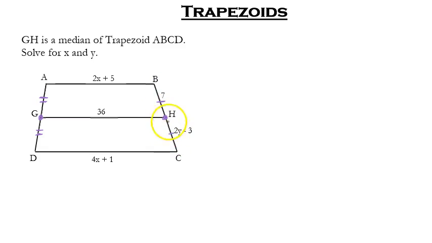H is a midpoint, so these segments are congruent. Segment BH and segment HC are congruent. Segment BH is congruent to segment HC, therefore 7 is equal to 2y minus 3. We solve to get y is equal to 5.